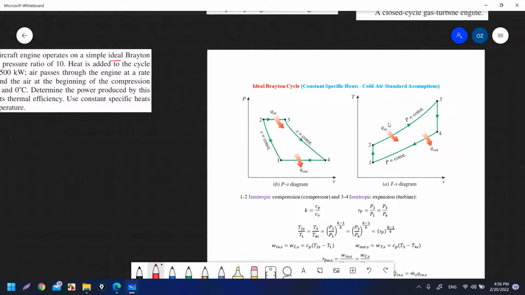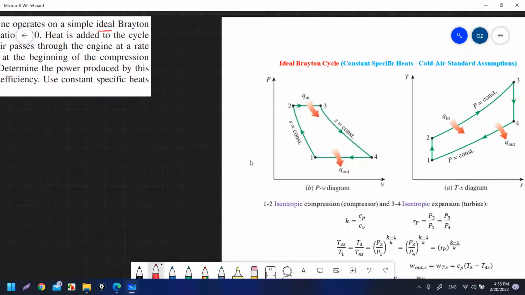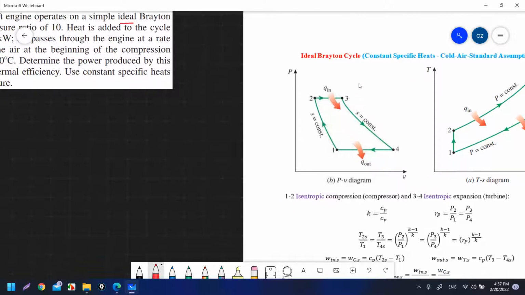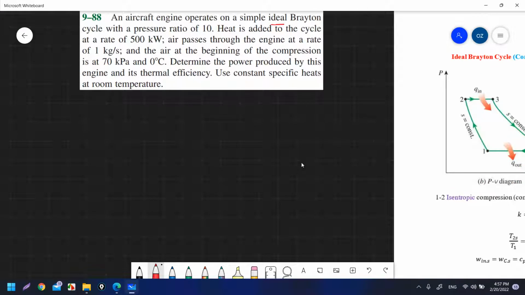Here is the PV and TS diagram for the ideal Brayton cycle. The special thing about the ideal Brayton cycle is that it operates between two pressure limits: P2 equal to P3, which is the maximum pressure in the cycle, and P1 equal to P4, which is the minimum pressure in the cycle. The ratio between the maximum and the minimum pressure is the pressure ratio RB. It is equal to P2 over P1, and also equal to P3 over P4. So we have a pressure ratio RB equal to 10.